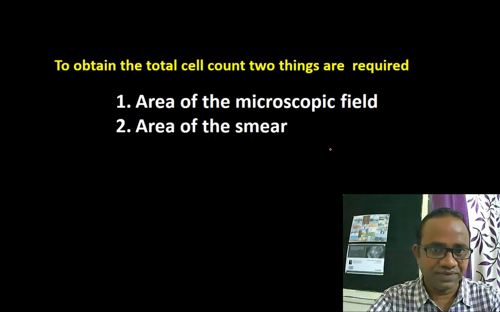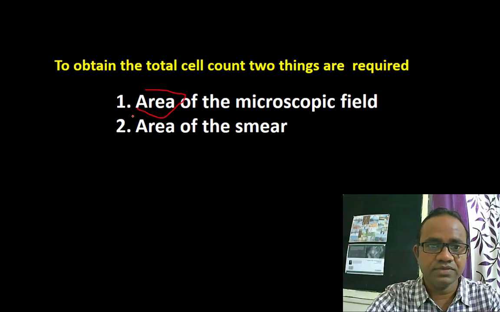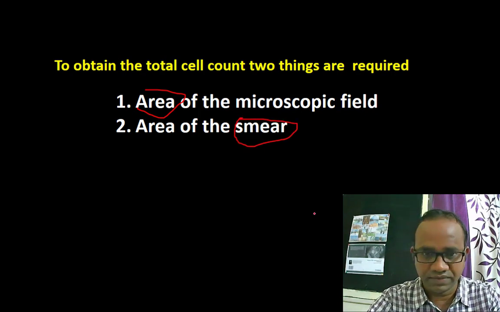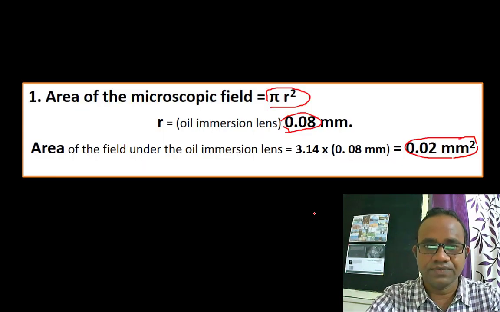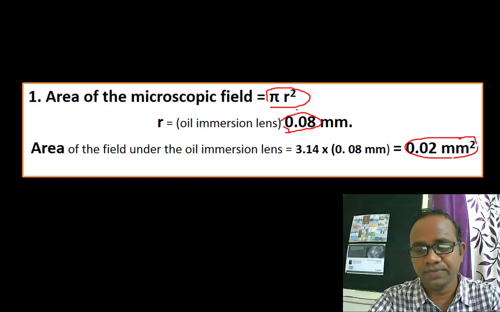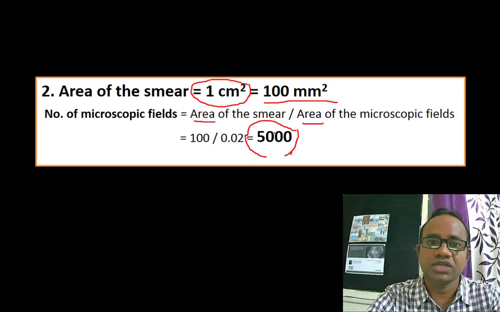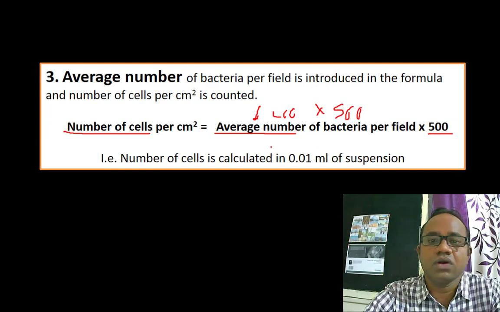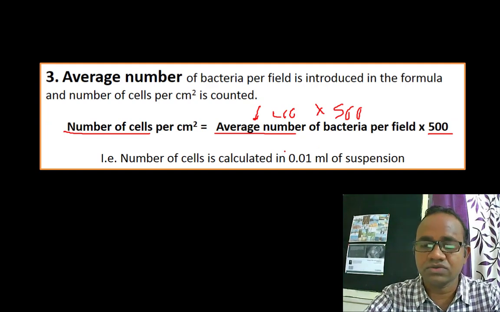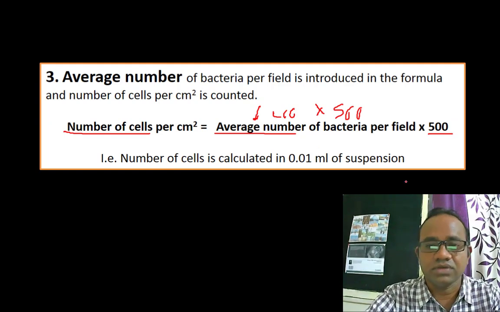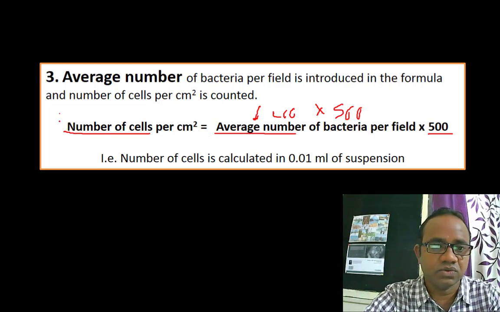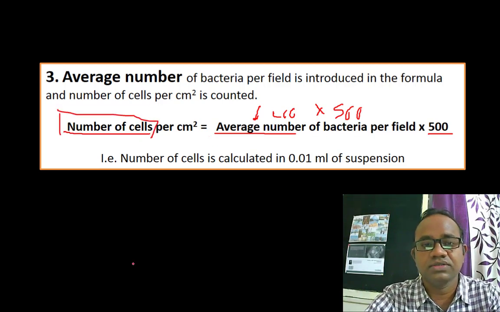So exactly what we need to observe here: one is the area of the microscopic field, and second is the area of the smear. These two things are very, very important. The area of the microscopic field can be calculated by pi r square, and the area of the smear is 1 centimeter square, standard. We can convert it to millimeter square. Then finally we count the number of bacteria present in one microscopic field and multiply by 5000. We will get the total number of cells per centimeter square.